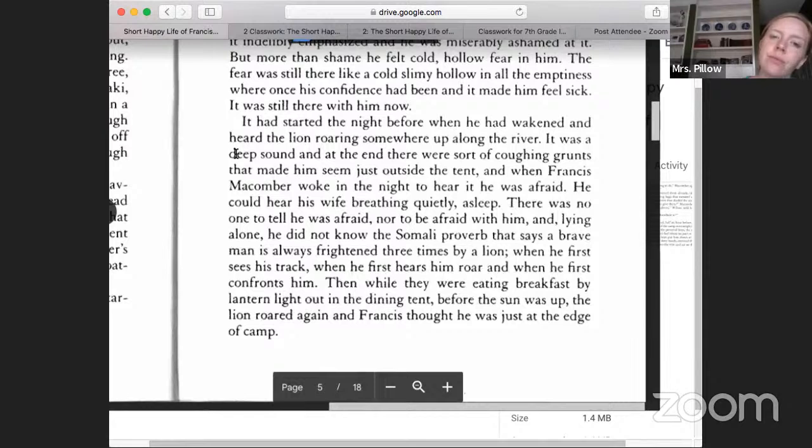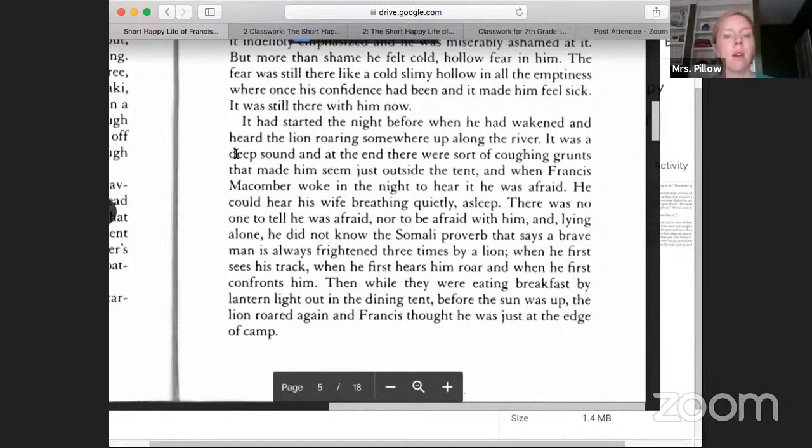It had started the night before when he had awakened and heard the lion roaring somewhere up along the river. It was a deep sound, and at the end there were sort of coughing grunts that made him seem just outside the tent. And when Francis Macomber woke in the night to hear it, he was afraid. He could hear his wife breathing quietly asleep. There was no one to tell he was afraid, nor to be afraid with him, and lying alone, he did not know the Somali proverb that a brave man is always frightened three times by a lion: when he first sees his track, when he first hears him roar, and when he first confronts him. Then while they were eating breakfast by lantern light out in the dining tent, before the sun was up, the lion roared again, and Francis thought he was just at the edge of camp.